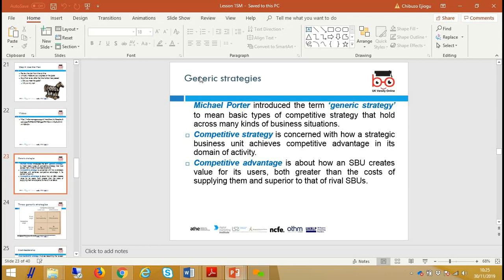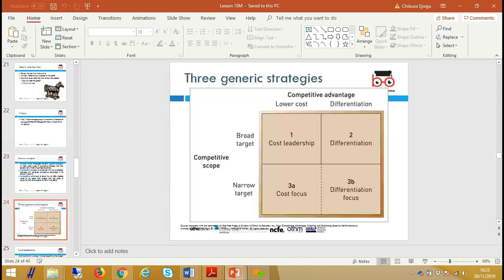Your competitive strategy is concerned with how your strategic business unit achieves competitive advantage in its domain of activity. What strategy does your unit within the conglomerate, like the baby care unit or the baby clothes unit, use to achieve competitive advantage? Competitive advantage means what makes you more profitable than your competitors, right?